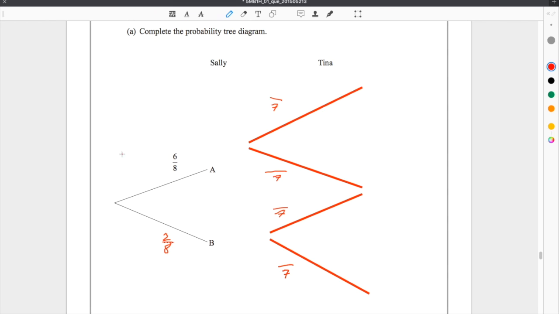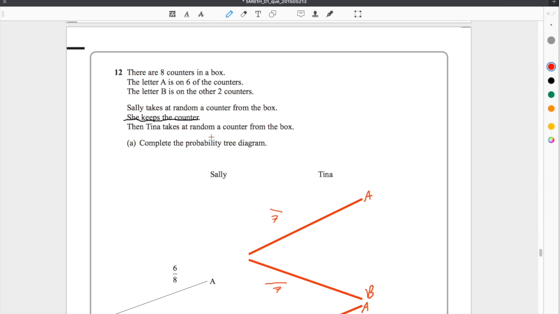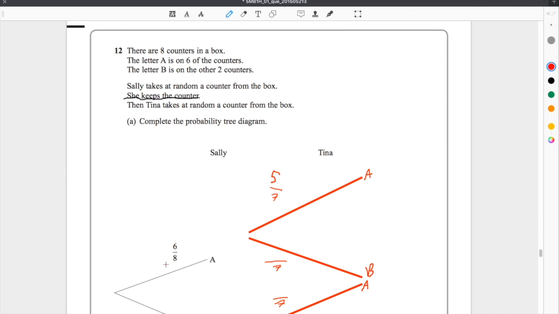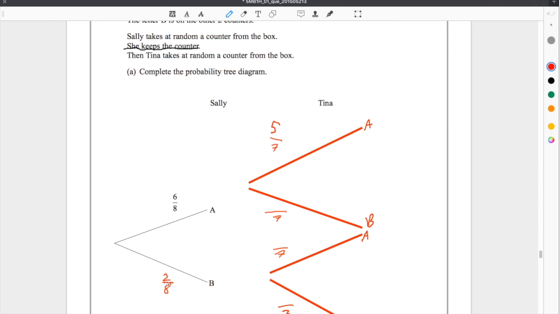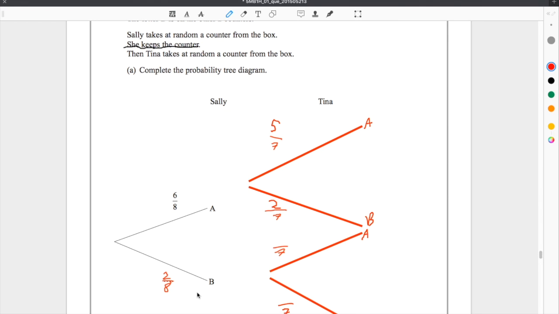Now, if Sally chooses a counter with the letter A on it in her go, then there's one less counter with the letter A. So there's actually 5 now with the letter A. Okay? And again, it's out of 7 now. If Sally picks A in her go, then Tina could pick B, and there's still going to be 2 counters with the letter B. Again, now out of 7.